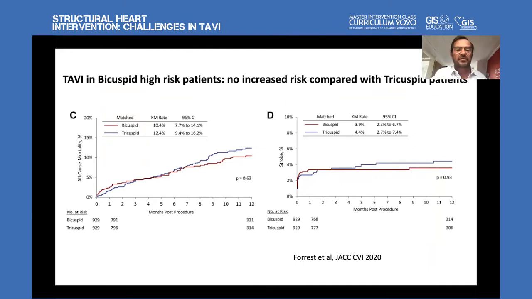TAVI in a bigger valve size, but don't be afraid. I would recommend not to exaggerate the size. You should be right at the size of the annulus that you have measured, and you should be right at the level, very close to the annulus. In this very recent study of Forrest, 2020 from the JACC, you can see the comparison between matched patients, bigger valve and smaller valve. In terms of all-cause mortality, there is a similarity between the two populations, and in terms of stroke, we also have similarity between the two populations.